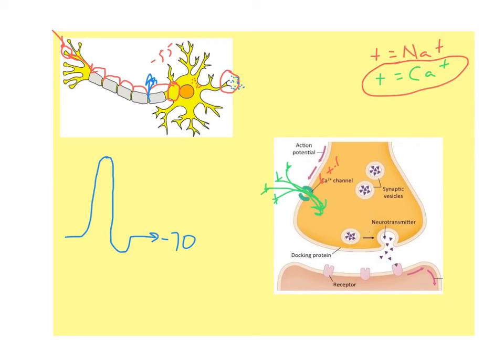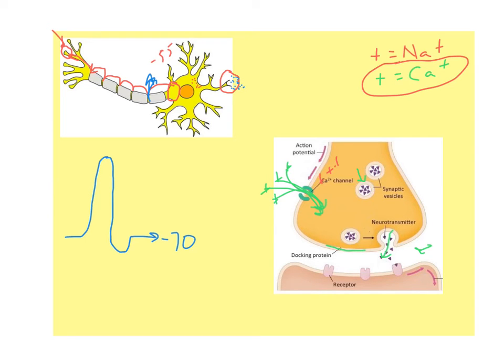Now what that does, it makes these synaptic vesicles, which are basically like little bubbles filled with neurotransmitters, come up and fuse with the membrane right here, and through exocytosis, it releases its neurotransmitters into the small space. Remember, that's called a synapse. This is the synapse right here.